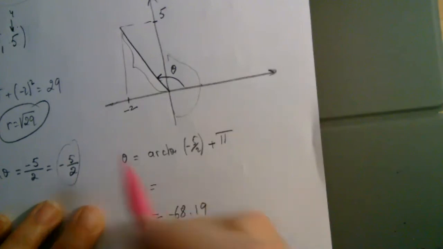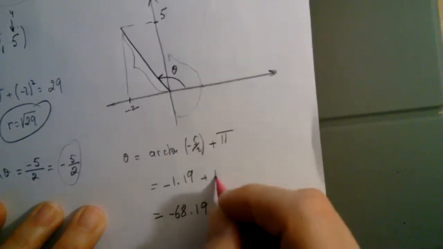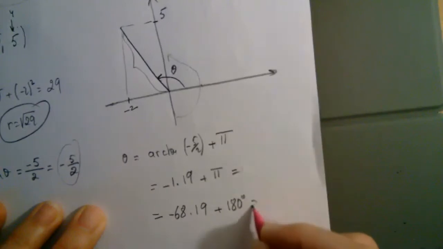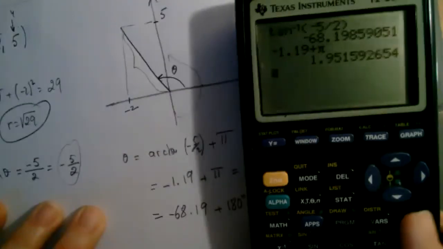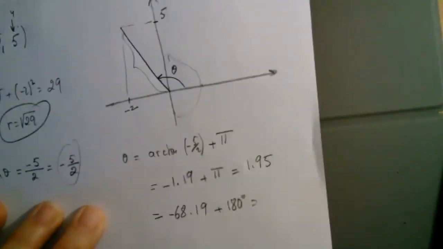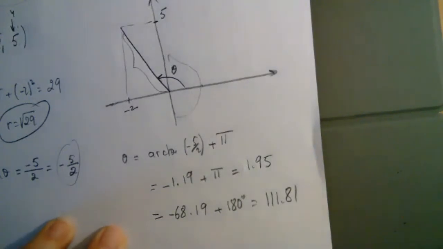So this would be, according to the previous, minus 1.19 plus pi. And if I go to degrees, I have to add 180 degrees. Now I will do minus 1.19 plus pi, which will give me 1.95 radians. And in degrees, I will have minus 68.19, add to it 180 degrees, which will give me 111.81. And now my answers actually make sense.